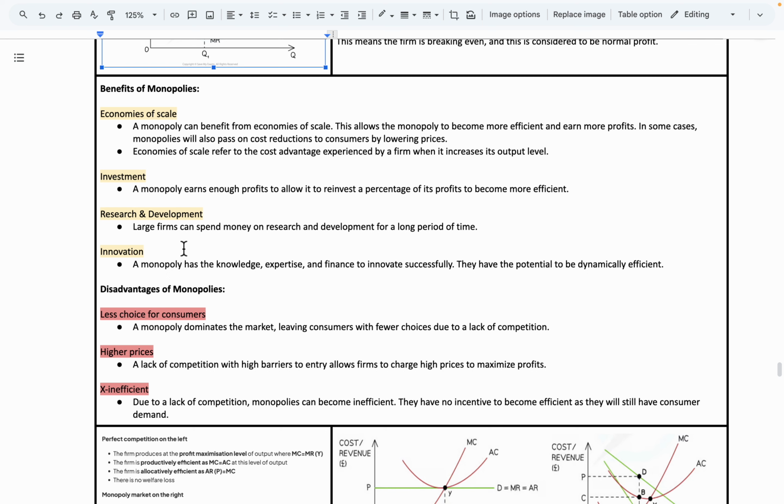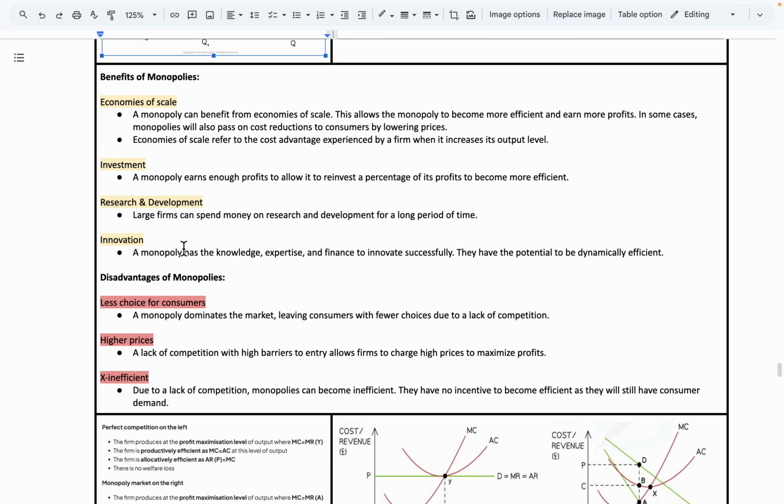And here are the benefits of monopolies. They can employ and benefit from economies of scale, which is a cost advantage experienced by a firm when it increases its output level. So monopolies become more efficient when they utilize economies of scale, because they can earn more profits and do so really efficiently.